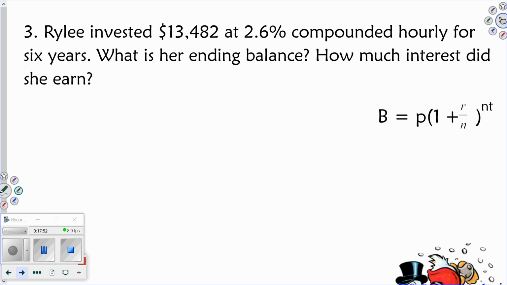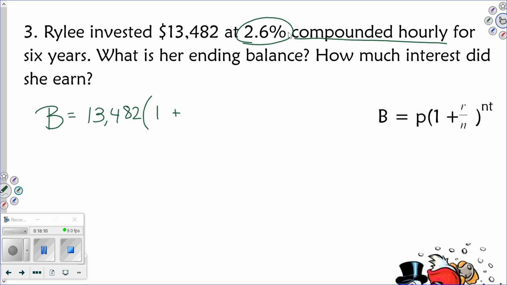It's only simple interest. You go to that other formula. All right, so if I'm looking at this one, I'm seeing the word compounded, so I know it's my compounding formula. All right, so here we go. So B equals my principal, $13,482. 1 plus the rate, 2.6%. It's 0.026. Oh, it is compounded hourly. How many hours are in a year? Well, how many hours are in a day? There's 24 hours in a day.